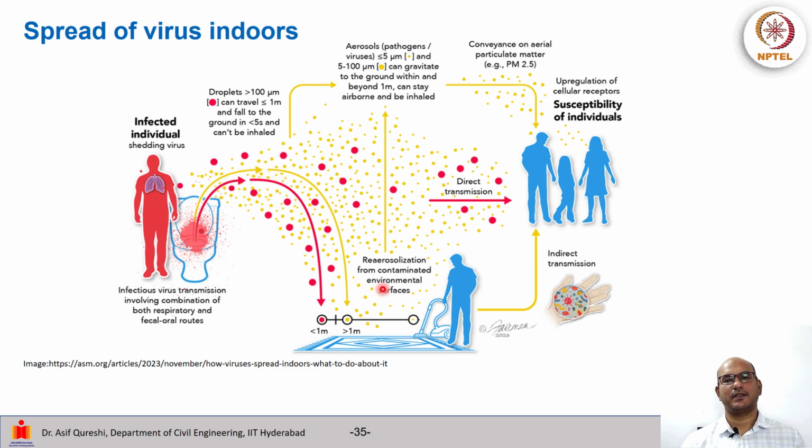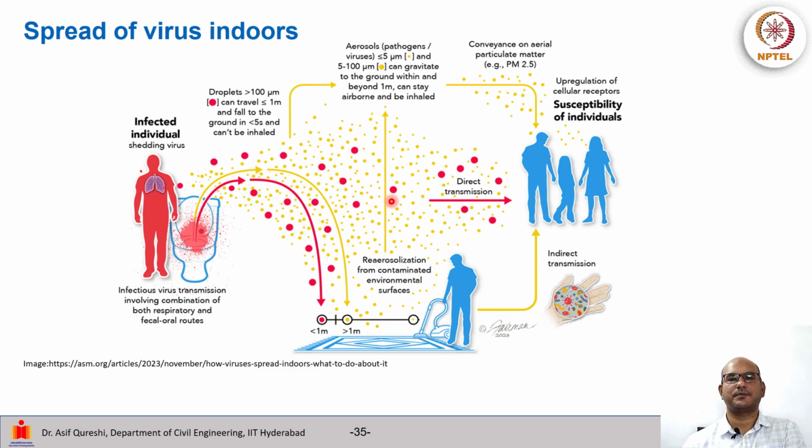Once on the surface, we can also have resuspension due to different activities. So re-aerosolization from the contaminated environmental surface. Then one can have transmission to other people through this re-aerosolization or resuspension of aerosols. So let us say this is indirect transmission.